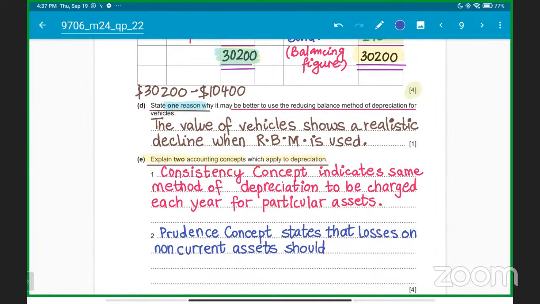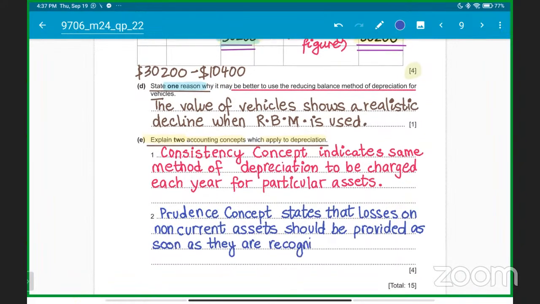Okay, so losses should be provided for as soon as they are recognized, and profits should not be overstated. Therefore we deduct depreciation. The depreciation for the year that we deduct in the income statement, one reason for it is also so that profits are not overstated, and profits cannot be overstated. So these are two of them.